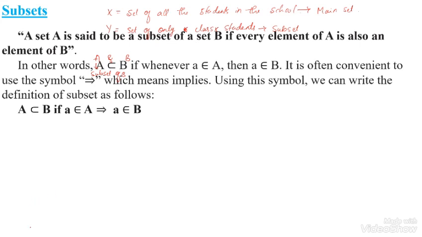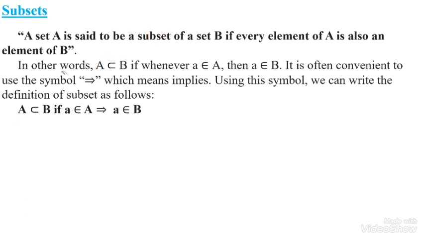Usually, this symbol shows the subset. This means B is the main set and A is the subset of B. If I take one element a from the set A, it belongs to the set B also, because B is the main set and A is the subset. Whenever we say A is a subset, it means every element of A is present in set B. This is called the definition of the subset.